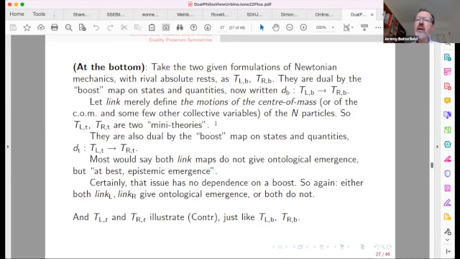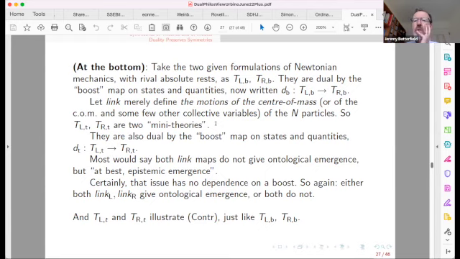So there's going to be something above, which is something like coarse graining. And let's take the simplest sort of idea. Let's simply do exactly that. Let us coarse grain. Let us define the motions of the center of mass of the capital N particles. Well, these little mini theories will be dual by the boost map on states and quantities upstairs on this very logically weak theory that only talks about the motion of a single degree of freedom, the center of mass, or if you prefer, center of mass and a few other collective variables.